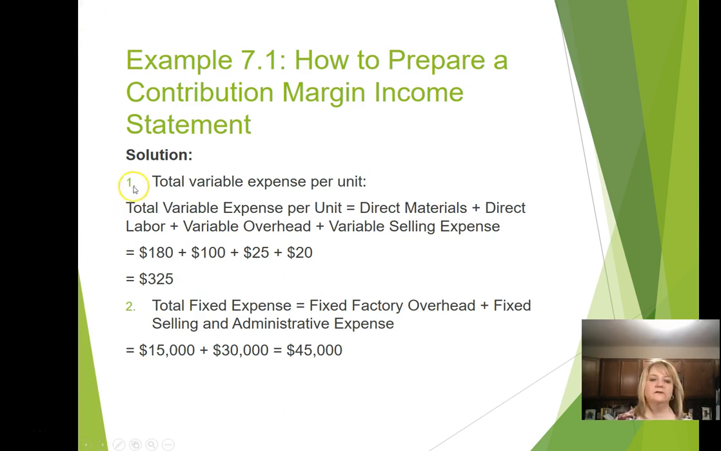This is the solution. So the total variable expenses per unit. This is how you come to that with the information that I just showed you. 180 plus 100 plus 25 plus 20. That equals $325. Those are the variable expenses.